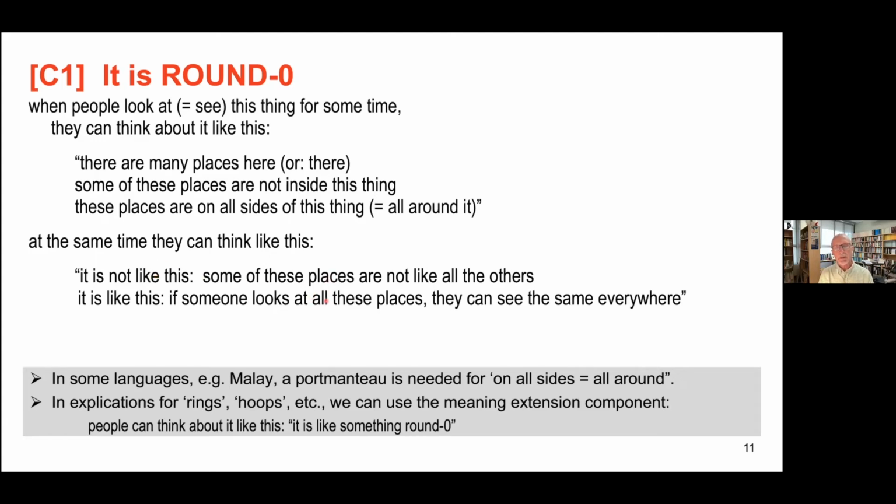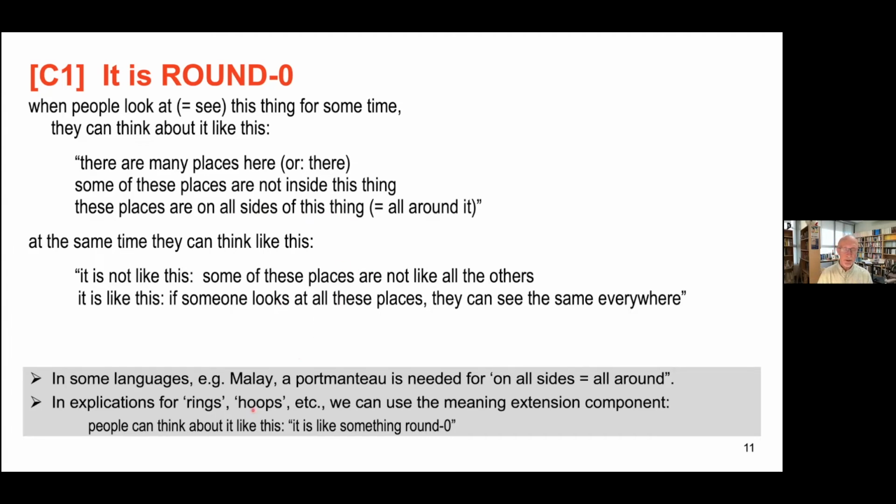Could be that we may need to build a bit more sequentiality into this component, with the idea of looking around, so to speak, or turning something around in your hands. That's very open to discussion. We know that in some languages, for instance in Malay, you can't just use a semantic prime for "sides" and "all" in this way. You need to use a portmanteau word, which is roughly equivalent to "all around". And there could be some other language-specific issues in the realization of the metalanguage here.